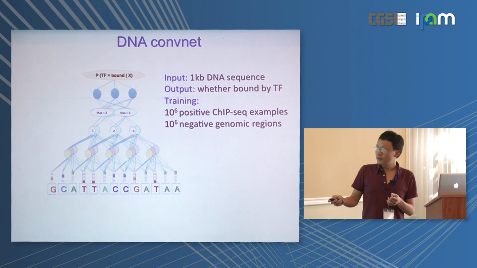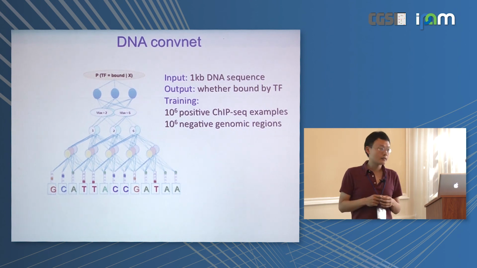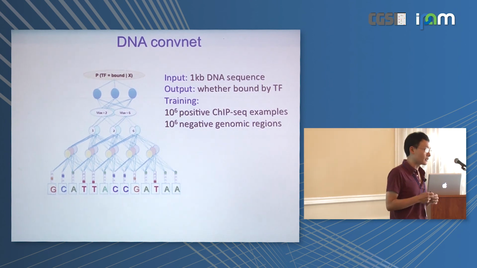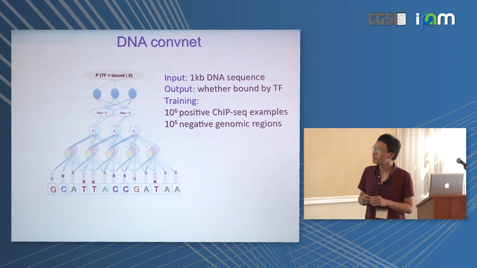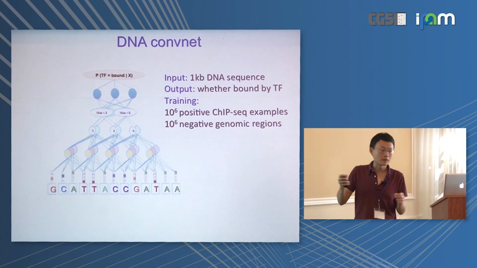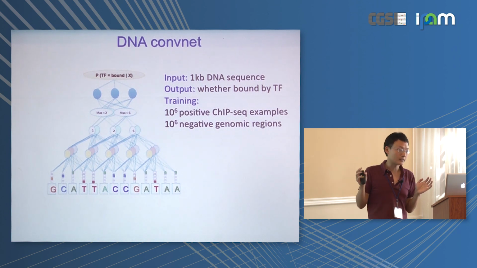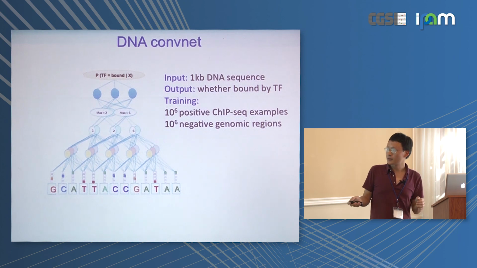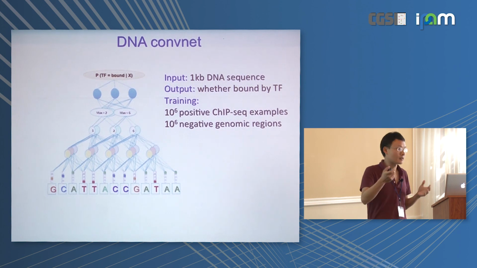So we looked at this model before, and let's say the goal is to predict whether the sequence is bound by a protein or not. Here we have a lot of data sets from large-scale ChIP-seq studies. The input here is typically on the order of 1,000 nucleotides, so a 1 kb DNA sequence. The output is whether this particular sequence, maybe a candidate regulatory region, is bound by a TF or not.